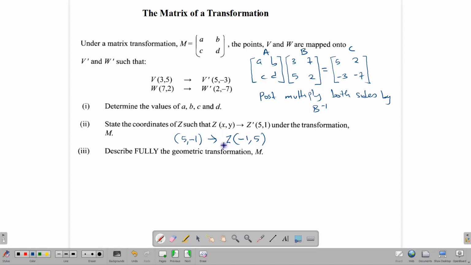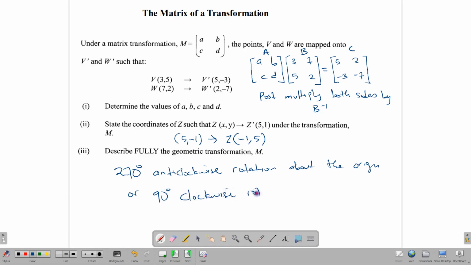All right. Now, describe fully the geometric transformation M. Now, I mentioned earlier that in a rotation, especially a 270-degree rotation, 270 degrees anticlockwise, your coordinates are switched like that. 3, 5 becomes 5, negative 3. So you switch them around and you change the sign of the y one when you switch them. And it's a 270 degrees anticlockwise rotation about the origin, or a 90 degrees clockwise rotation about the origin.